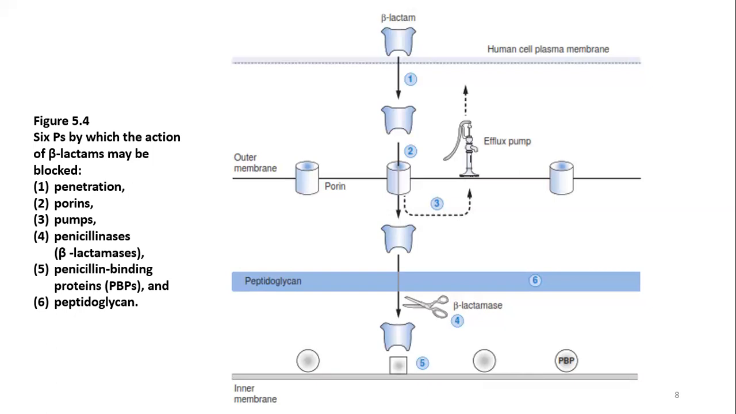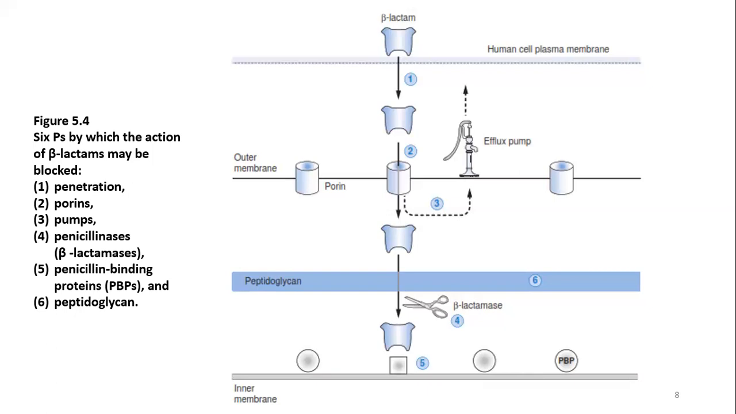But what does the bacteria do? They modify their penicillin binding proteins by making mutation in their DNA, and these proteins can be modified so that the penicillin cannot bind to them, and the bacteria can easily show resistance to it. So basically this is also a type of resistance.